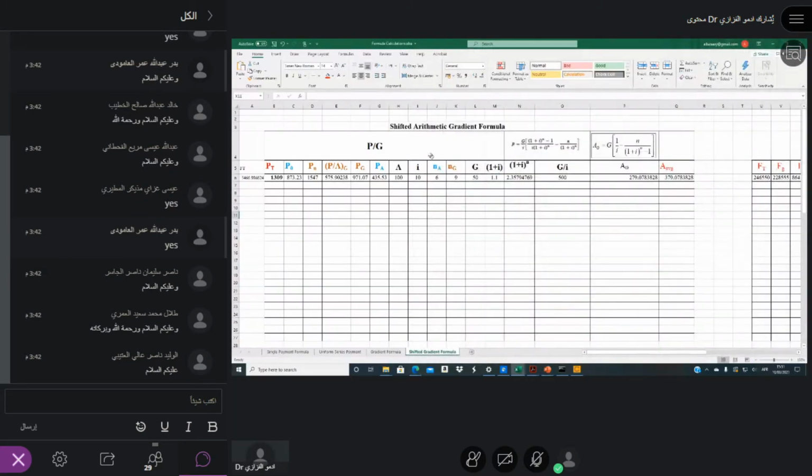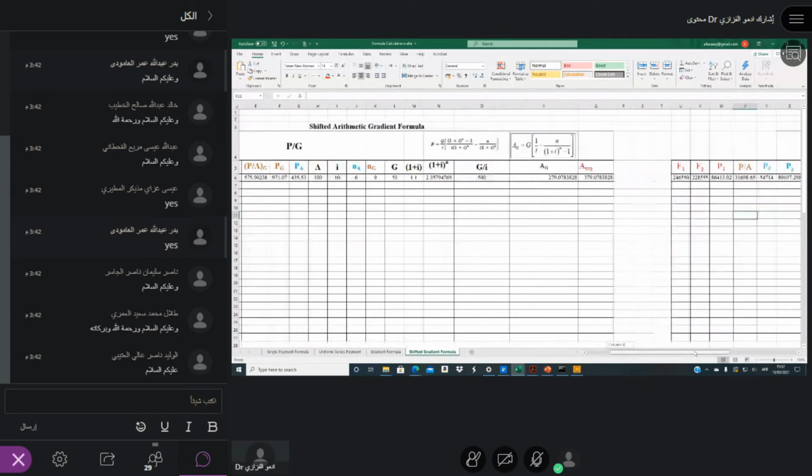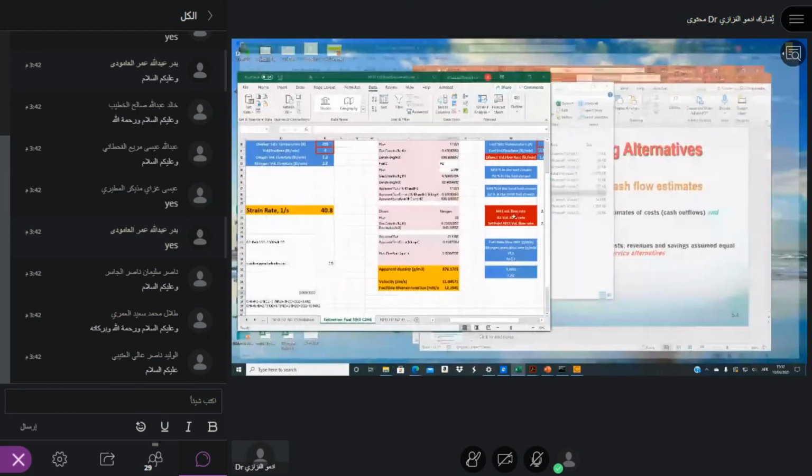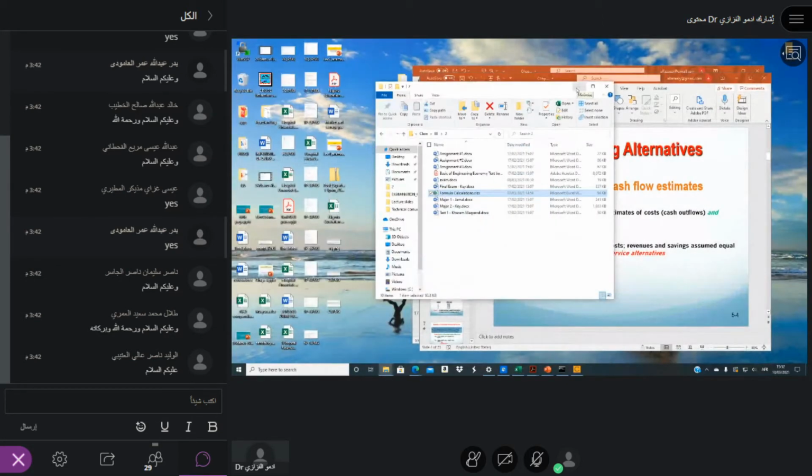You'll be given another question on shifted arithmetic gradients. So you just remember all the formulas and how to do it: A, I, N, and G. You just plug it in and find whatever they ask you to calculate. At the same time, for geometric gradients, you can use this relation to calculate whatever you are asked to calculate. I hope this is understood, and you can easily use it for your exams.